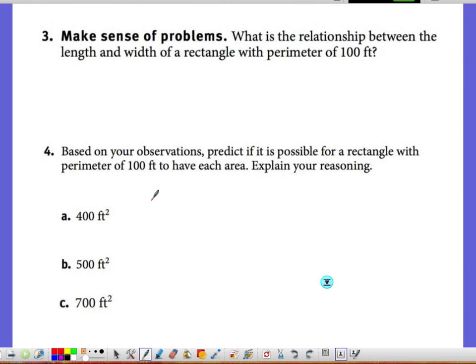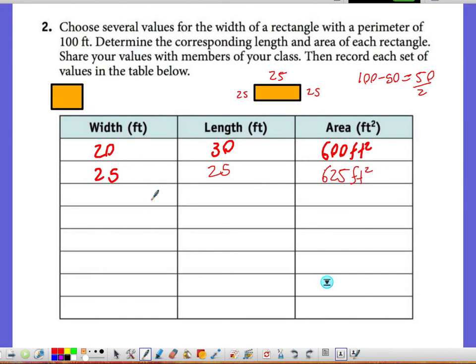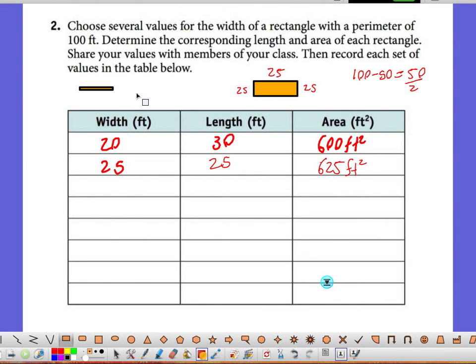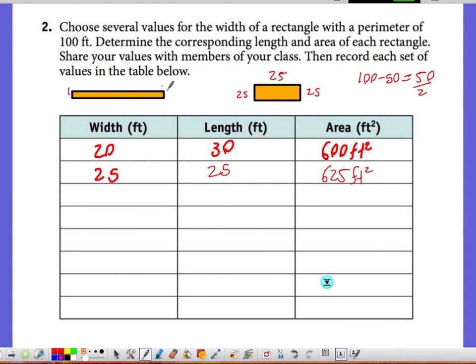Number 3. What is the relationship between the length and width of a rectangle with perimeter of 100 feet? Well, let's take a look at this. And let's go ahead and do one more. What if I make the width to be 1 foot? Okay, well, let's take a look at a rectangle. So if I have a rectangular enclosure where the width is 1 foot, so it's 1 foot, okay. 1 foot on both sides.